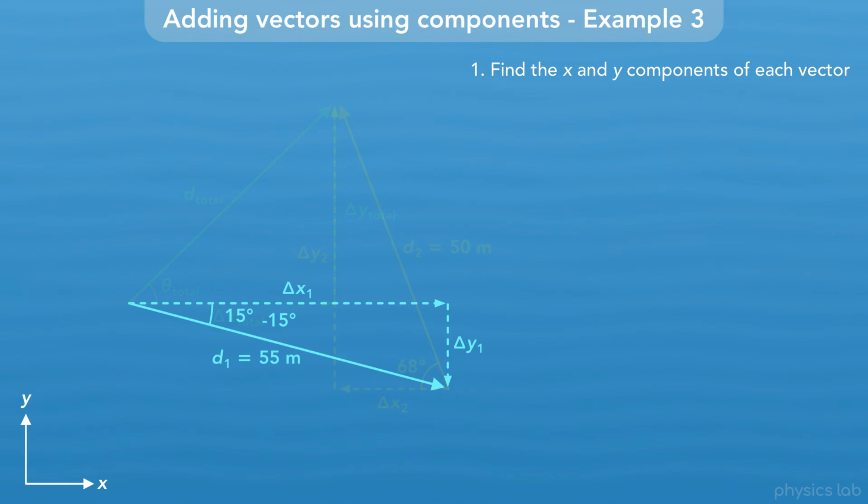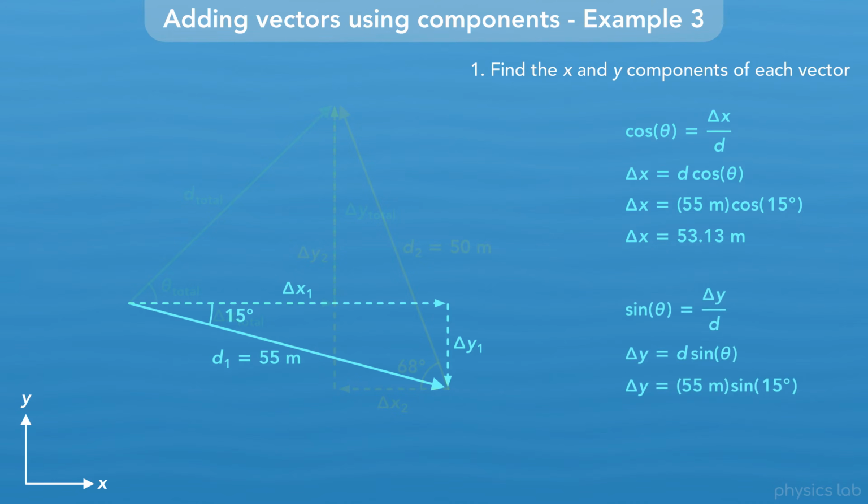The first method is to use the reference angle between the vector and the x-axis, which is positive 15 degrees. The x component is still d times the cosine of this angle, so we plug in 55 meters for d and 15 degrees for theta, and we get 53.13 meters for delta x. Now we need to check if the component is positive or negative. Since it's pointing to the right in the positive x direction, delta x is positive 53.13 meters.